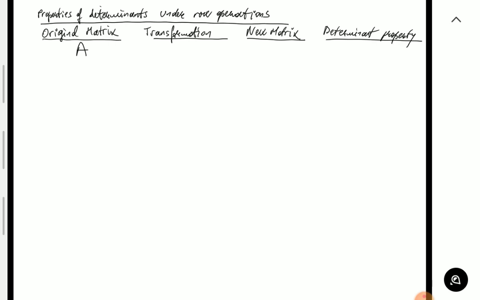Right, so the transformation, let's say you do the transpose. The transpose is when you interchange a column with a row, so basically each column becomes a new row. I'll show you an example in a minute. And then you have a new matrix B. This is also sometimes denoted by A^T, the transpose of A. The determinant is the same.